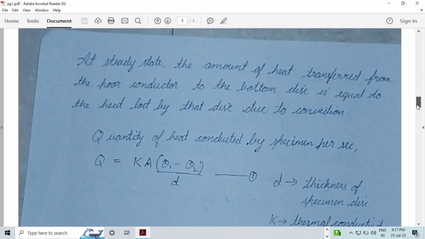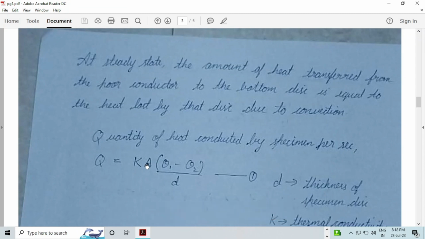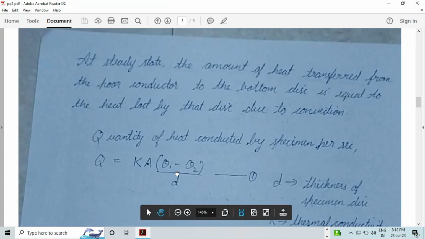So the quantity of heat conducted by the specimen per second is Q = KA(theta 1 - theta 2)/d. This is given by the law of conduction. K is the thermal conductivity of the specimen. A is the area of the specimen. Theta 1 - theta 2 is the temperature difference. (theta 1 - theta 2)/d is the temperature gradient. d is the thickness of the specimen.